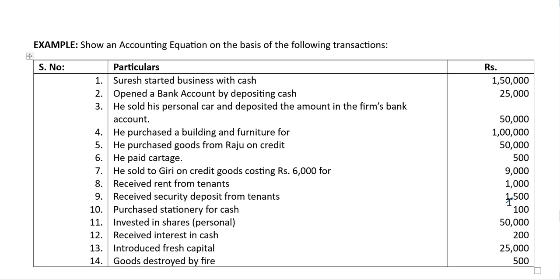10th transaction, purchased stationery for cash rupees 100. 11th transaction, invested in shares for personal use 50,000. 12th transaction, received interest in cash rupees 200. 13th transaction, introduced fresh capital rupees 25,000. And 14th transaction, goods destroyed by fire is rupees 500.